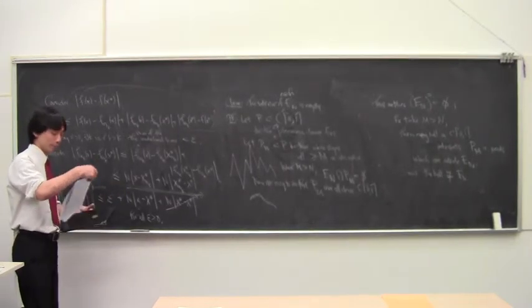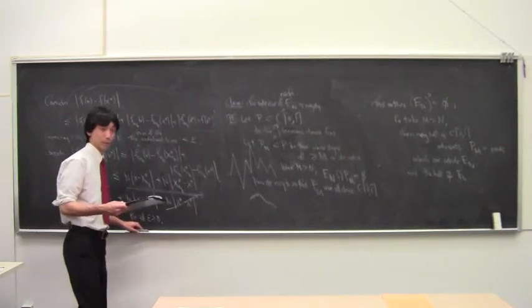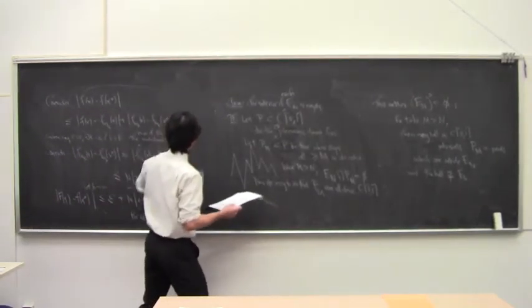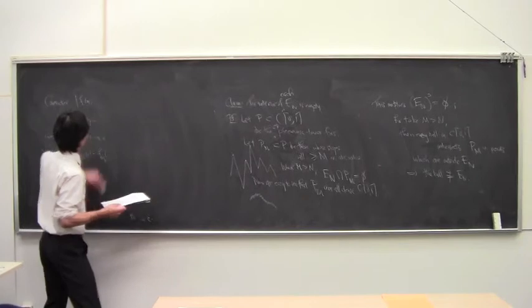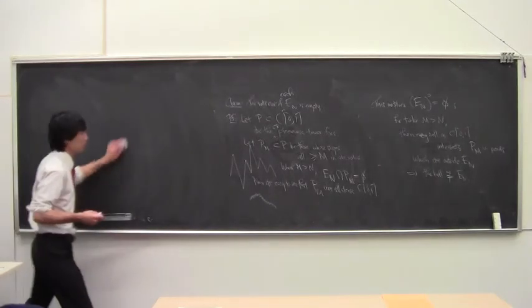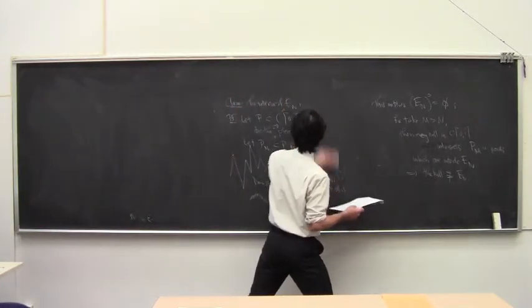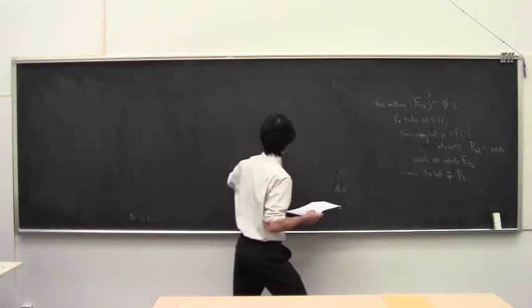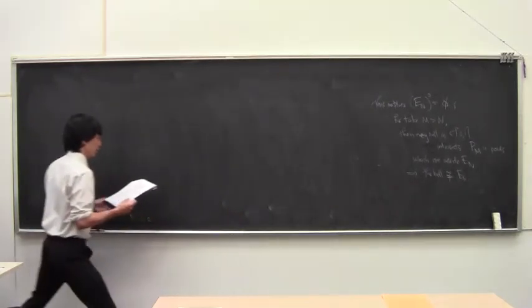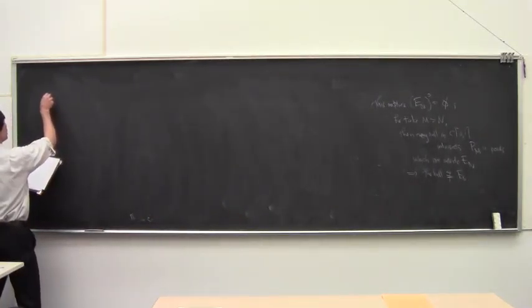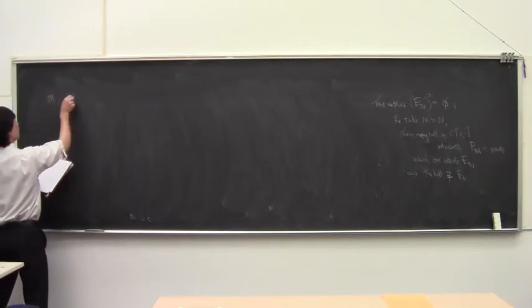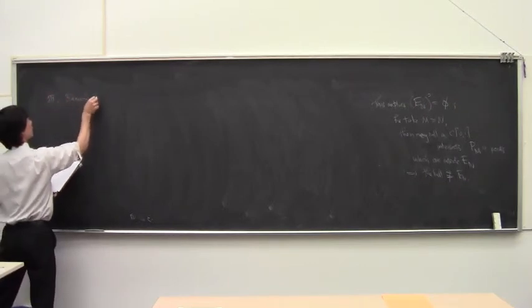Okay. We have 6 minutes. I don't know if we can do it, but I'm going to try to do the most important application. So this is the uniform boundedness principle. Here we go. This is also called the Banach-Steinhaus theorem.